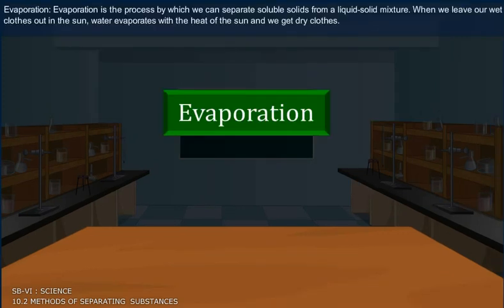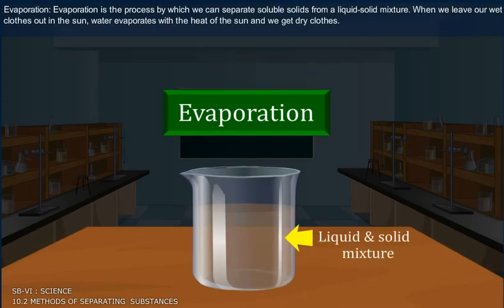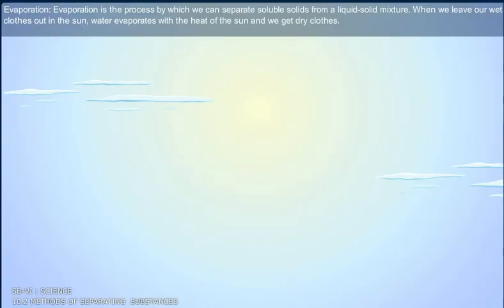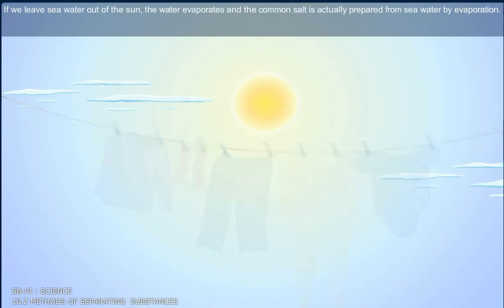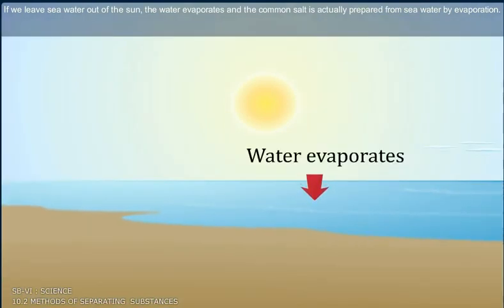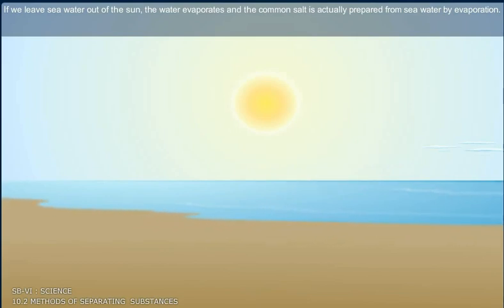Evaporation. Evaporation is the process by which we can separate soluble solids from a liquid-solid mixture. When we leave our wet clothes out in the sun, water evaporates with the heat of the sun and we get dry clothes. If we leave seawater out in the sun, the water evaporates and salt is left behind. Common salt is actually prepared from seawater by evaporation.